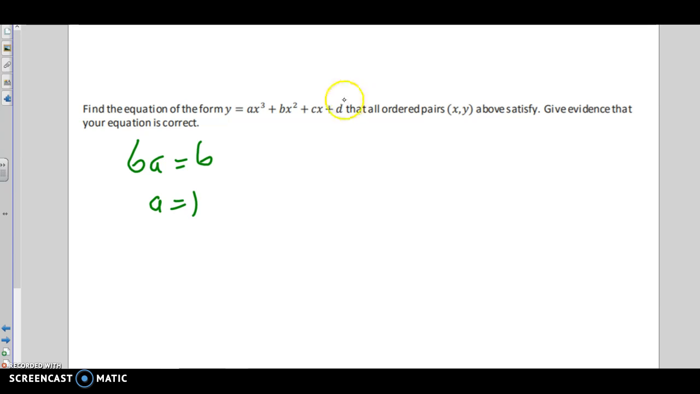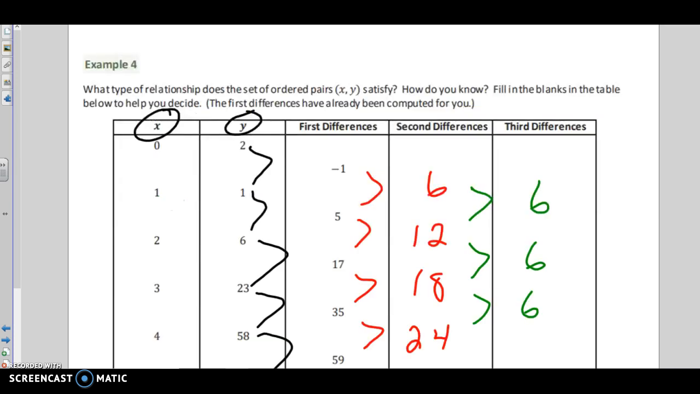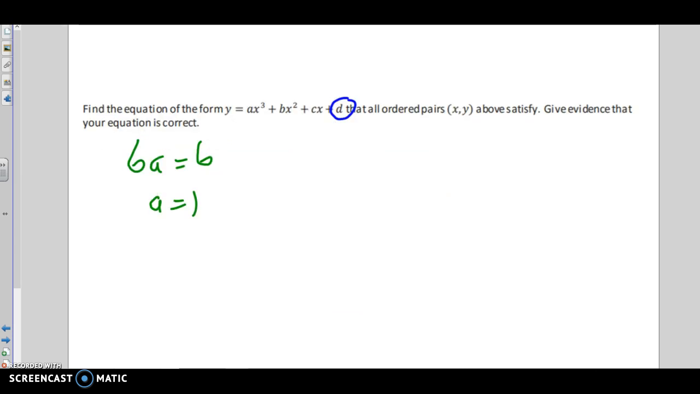I can also figure out the d value, because that is my y-intercept. That is where this starts. If I go back to my ordered pairs, when x is 0, y is 2. So d must be 2. Now I just have to figure out b and c, and I'm going to do that using a system of equations.